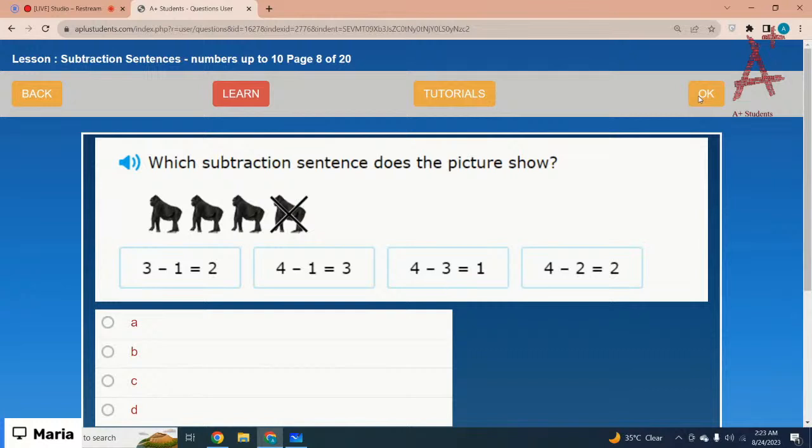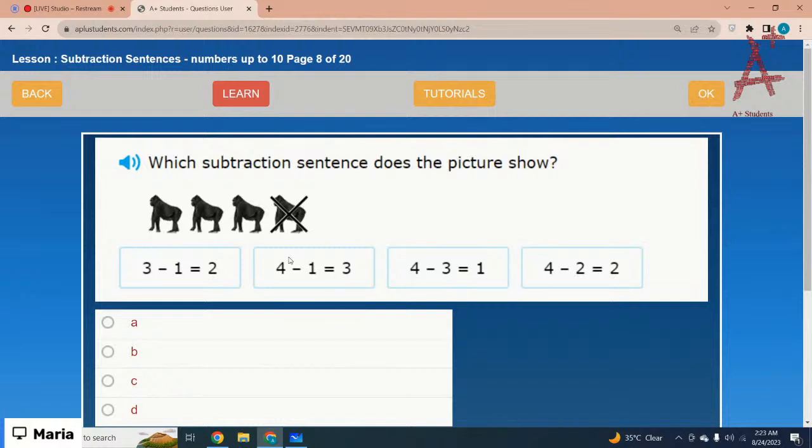Okay, the next one is you have one, two, three, four gorillas. One of them is already crossed out, right? That means 4 take away 1 and you are left with 4 take away 1 equals 3. You have one, 2, 3. You are left with 3. So that means the sentence is 4 take away 1 equals 3. That would be option number 2, right?